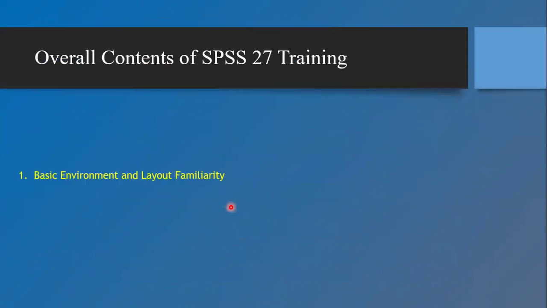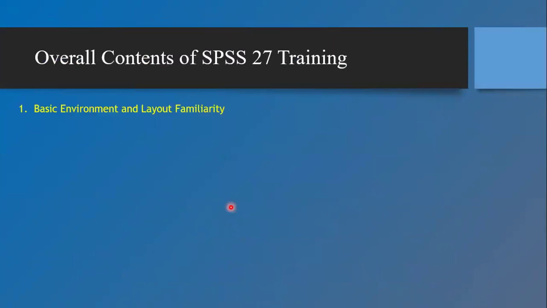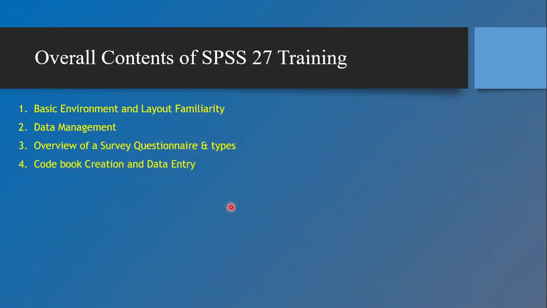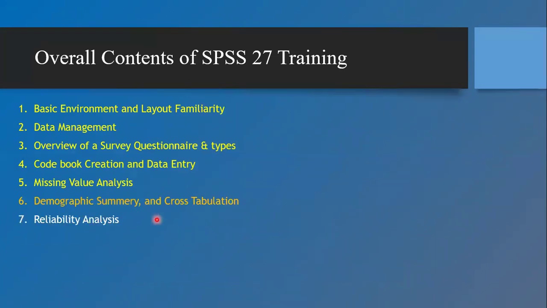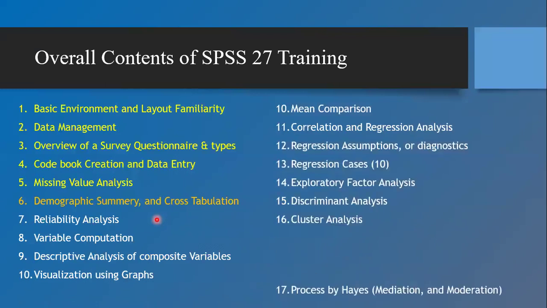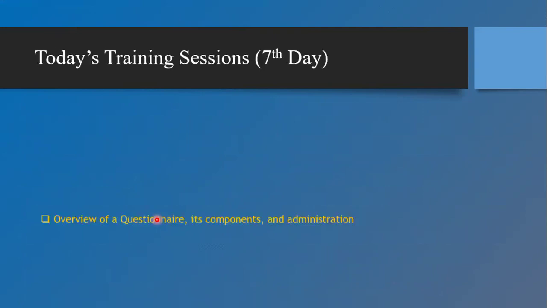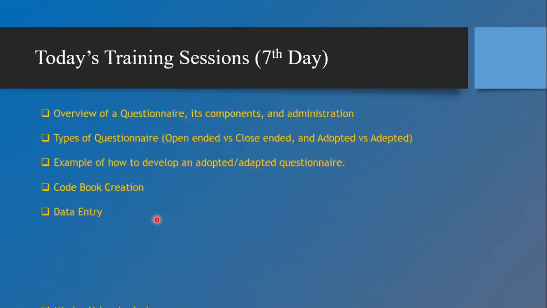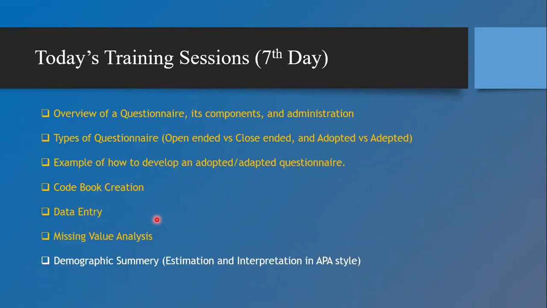Previously, in our previous discussion, we have discussed the basic environment and layout familiarity, data management, overview of a survey questionnaire and its types, codebook creation and data entry, missing value analysis. Today we will discuss the demographic summary, how to create a demographic summary and how to interpret the demographic summary using APA style. Up till today, we have discussed the missing value analysis in our last session.